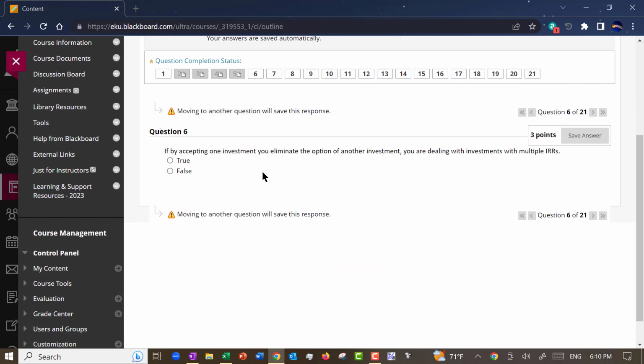If by accepting one investment you eliminate the option of another investment, you are dealing with investments with multiple IRRs. Is that true or false?